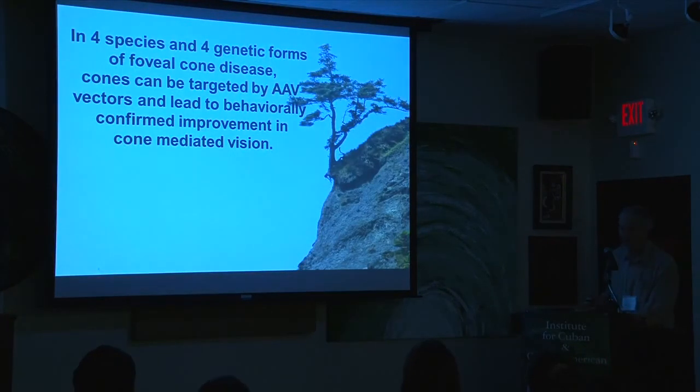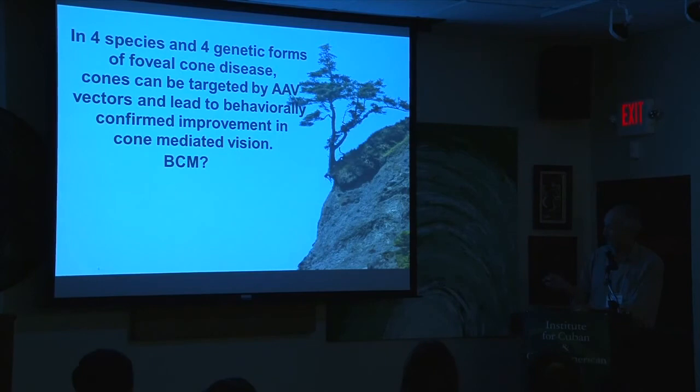Okay, so in summary, I've shown you the 4 species and 4 genetic forms of foveal cone disease. Cones can be targeted by the right combination of AAV serotype and promoter, and can lead to behaviorally confirmed improvement in cone-mediated vision. Well, I had mentioned one other disease, blue cone monochromacy, and I haven't talked about it yet. Well, we're in the fairly early phases of it. We don't have behavioral studies.